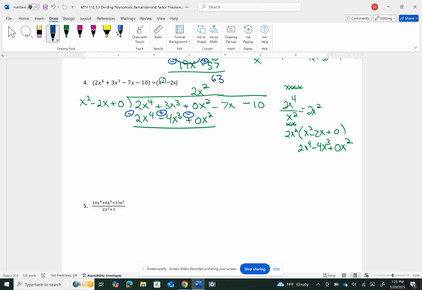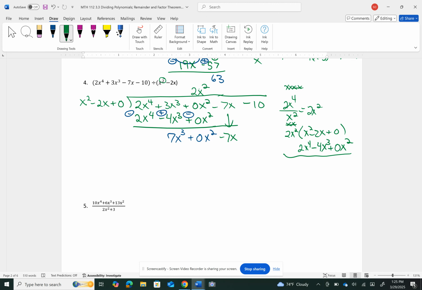All right, so when I do that, I'm going to wind up at that point with the 2x to the 4th minus 2x to the 4th canceling out. Then I'm going to wind up with a 7x to the 3rd, but then I'm still just going to have a 0x squared at that point. Okay. Now I'm going to bring down my next term and then go another round. Okay. So here I need 3 terms sitting there because I'm dividing by something with 3 terms.